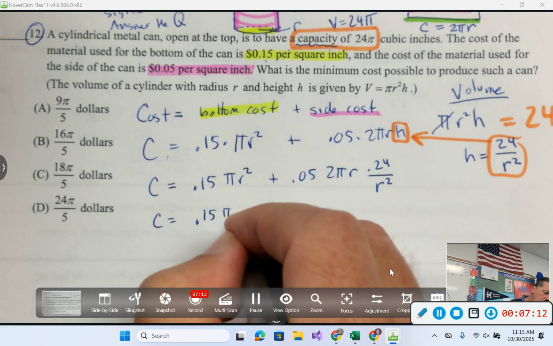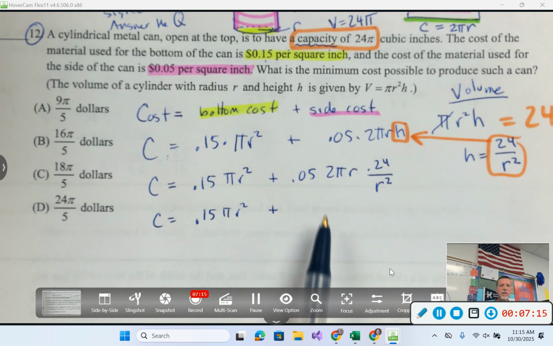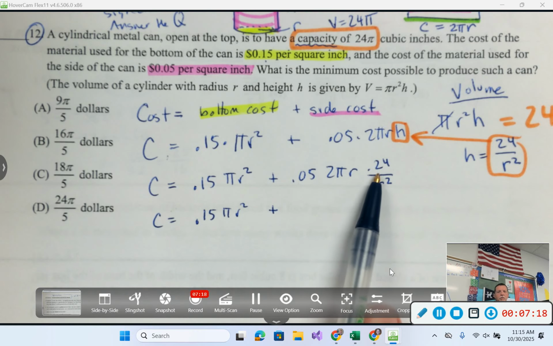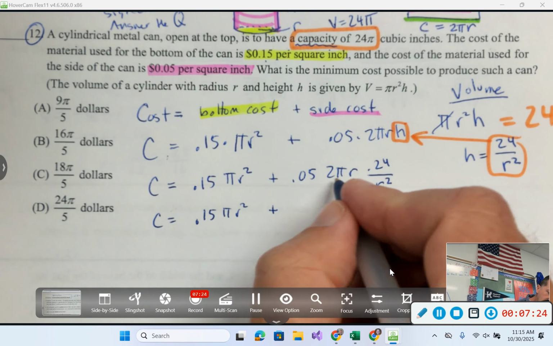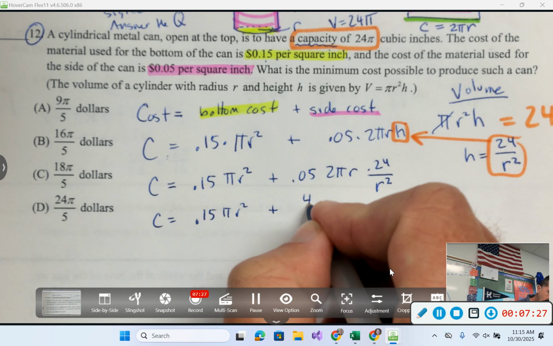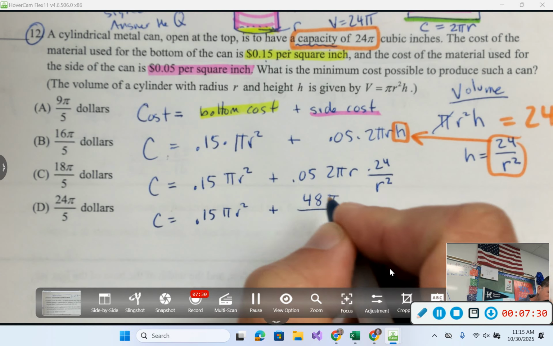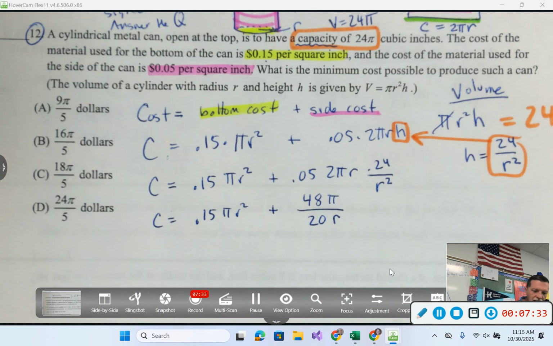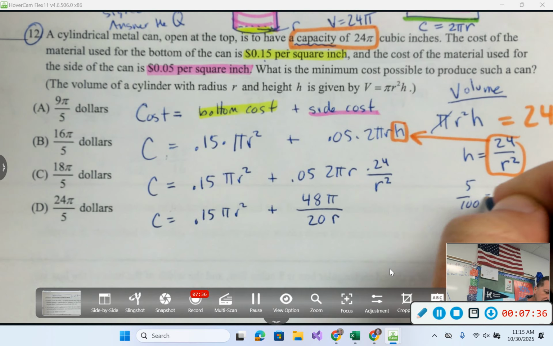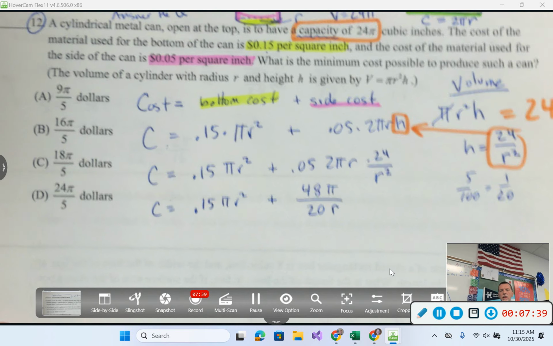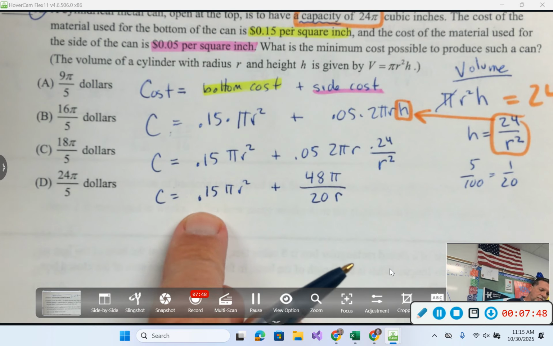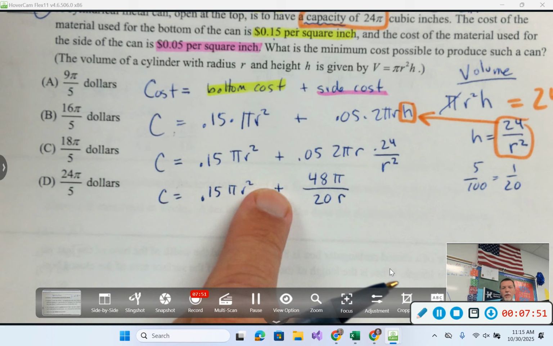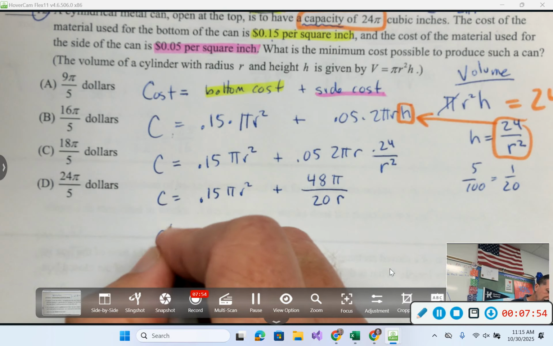So 0.15 pi r squared plus 2 pi times 24. Maybe I do want to go to a fraction. Do you know what 0.05 is as a fraction? 1 over 20. If you weren't sure, you could put it as 5 over 100, and then you get to 1 over 20. Okay, now I can take a derivative. I guess I could fraction that one, but I'm peeking ahead, and I know the derivative is going to make 0.15 better, so let's take a derivative first.